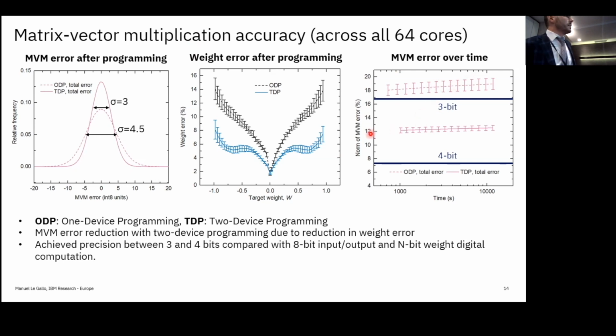So if we want to compare this with digital computing, we computed what this error is when we have 8-bit input, output, and n-bit weights in the conventional digital implementation. And what you can see here is that the 2-device programming resides essentially between 3-bit and 4-bit. One thing though that I want to point out is that this is only valid for the very specific distributions that I've used in this experiment, which is uniform input and uniform weights. If you change the distributions, the errors will change, both for the digital and the PCM.